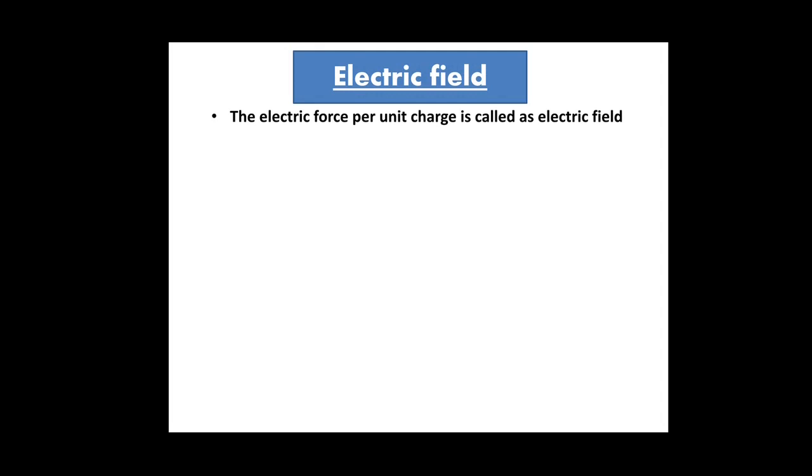Now I would like to turn to our next point, electric field. The electric force per unit charge is called the electric field. Here E is equal to Fe upon Q, where E is the electric field, Fe represents the electric force and Q is the charge. The SI unit is Newton per coulomb. Electric field is a vector quantity. It means it has magnitude as well as direction.